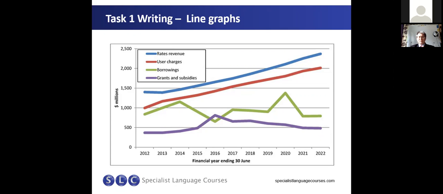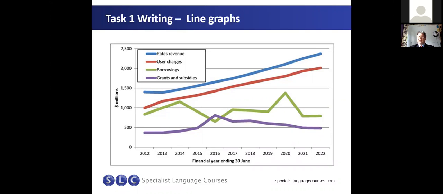Slightly more changed with borrowings and grants and subsidies. They actually cross at one point. Grants and subsidies overtake borrowings in 2016. And then in the future, grants and subsidies, after reaching this peak in 2016, they drop down gradually until 2022. They're at just above the 2012 levels.